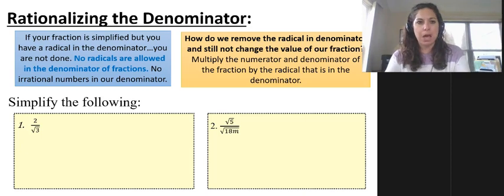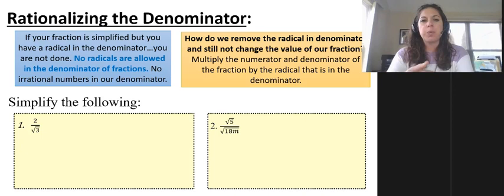Now what happens though if we end up with a radical in the denominator? This is what we call rationalizing the denominator. In order to rationalize the denominator, we're going to multiply the numerator and the denominator by the radical that is in the denominator. It's a handful, but we got this.